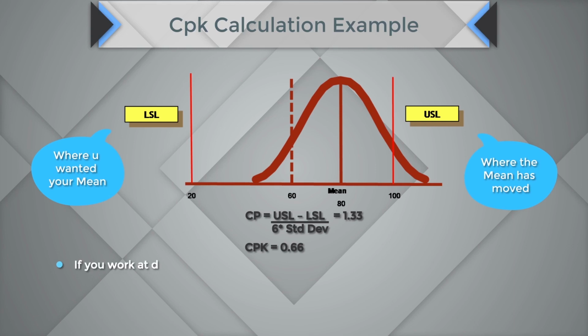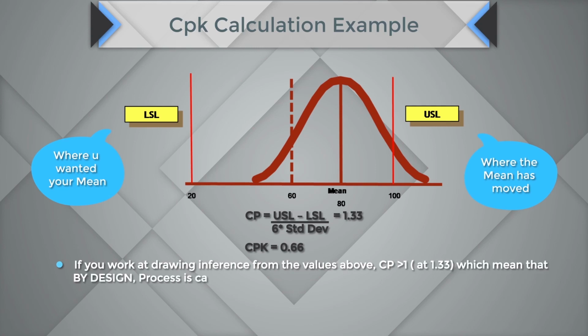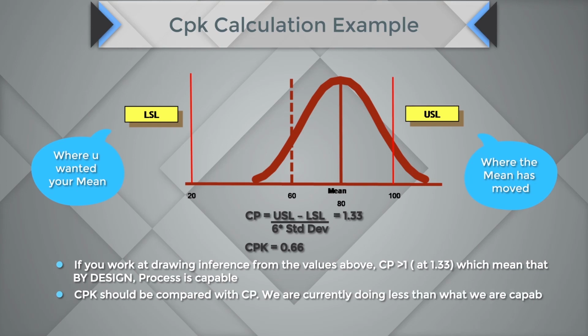If you work at drawing inference from the values above, CP is greater than 1, which is at 1.33, which means that by design, the process is capable. CPK should always be compared against the CP. We are currently doing less than what we were capable of by design. And CPK less than 1 is very bad for business. So only 66% of the time will we produce products that are capable of meeting the customer requirement.